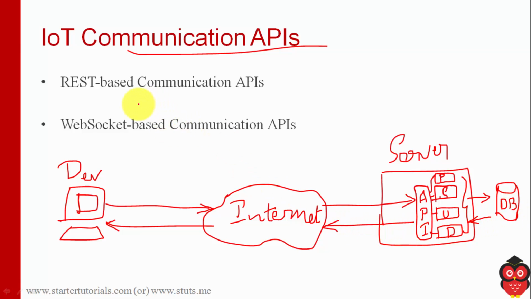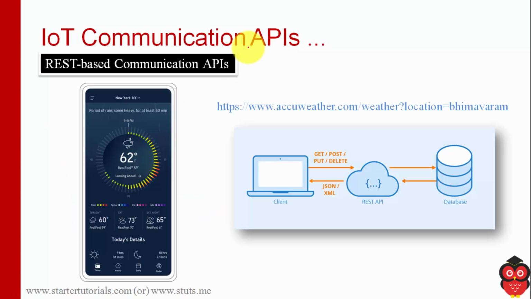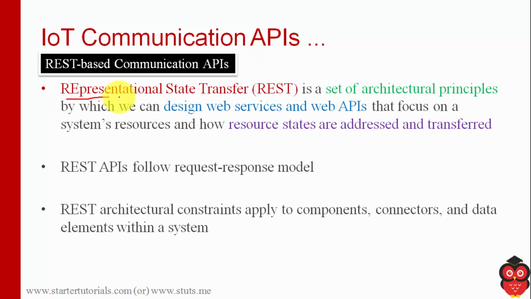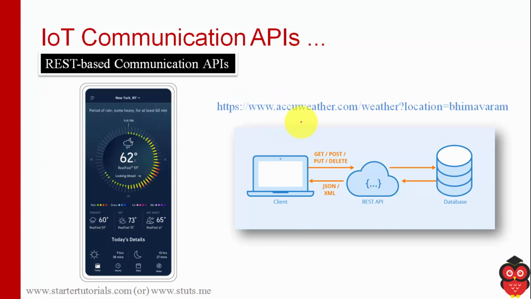And we have two API communication models. One is REST, another one is WebSocket. Okay, first we will look at REST. REST means representational state transfer. We'll come back to this. To give you an example, I think all of you are familiar with weather applications on your mobile, right? One famous weather forecasting website or application is AccuWeather. Whenever you are searching for weather in a particular location, the request will go like this to the server.